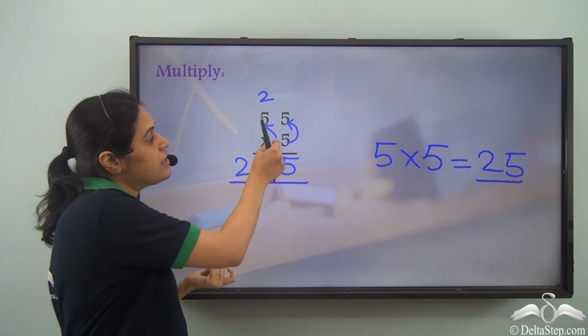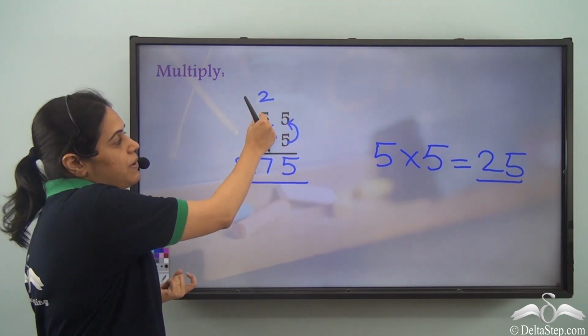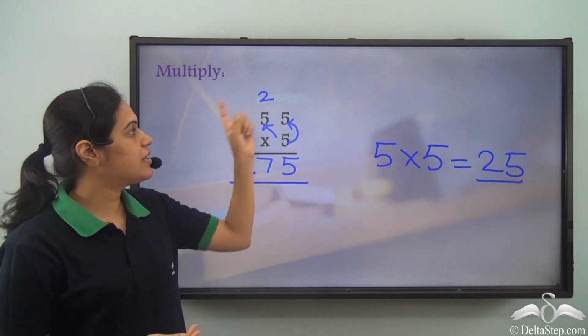How did we get it? First by multiplying by the ones place digit, then by multiplying by the tens place digit and adding the carryover number.